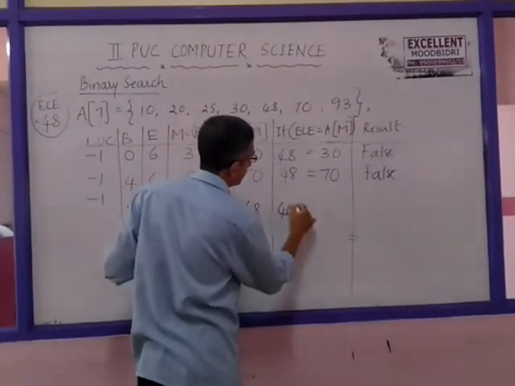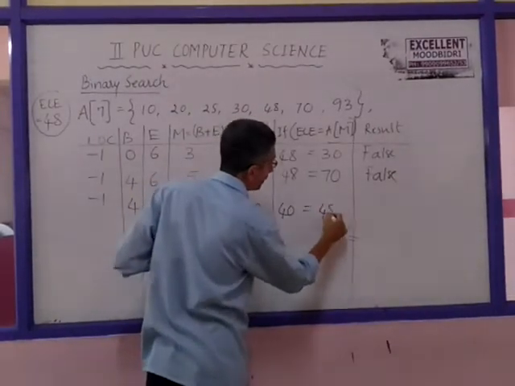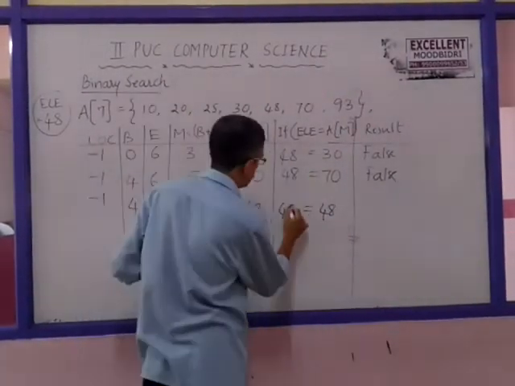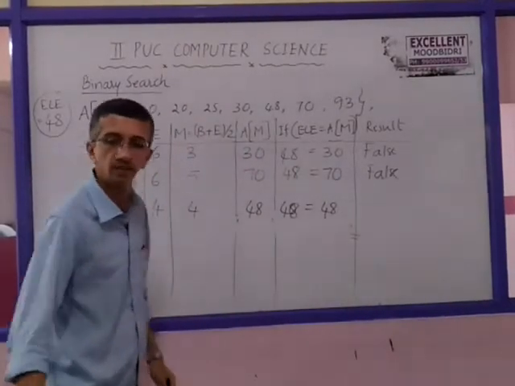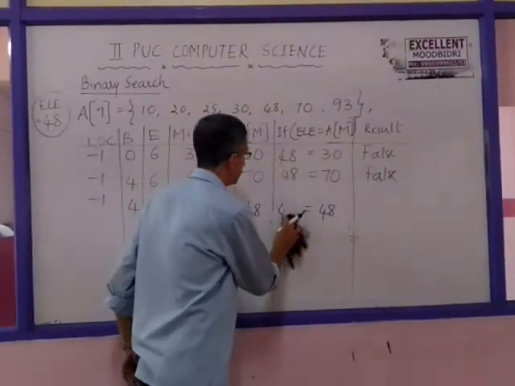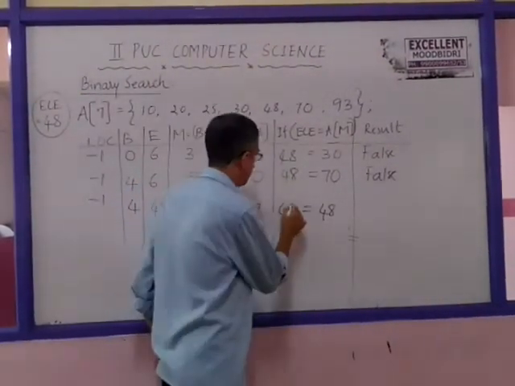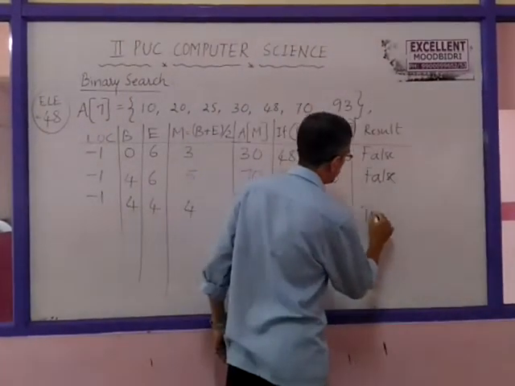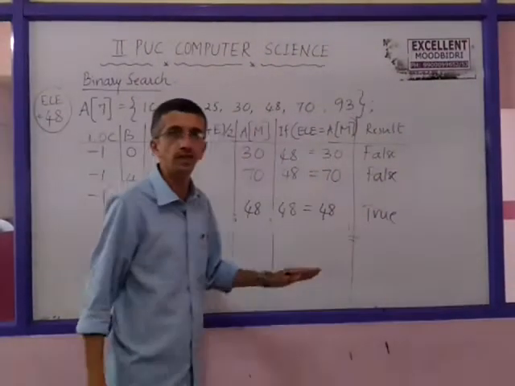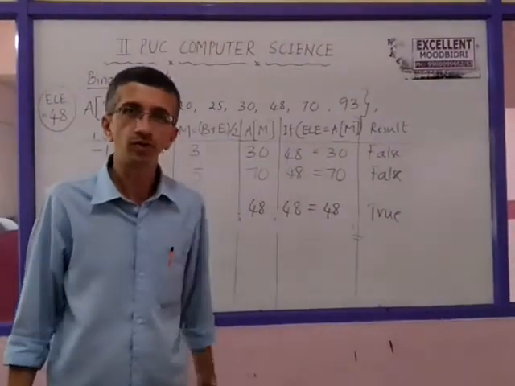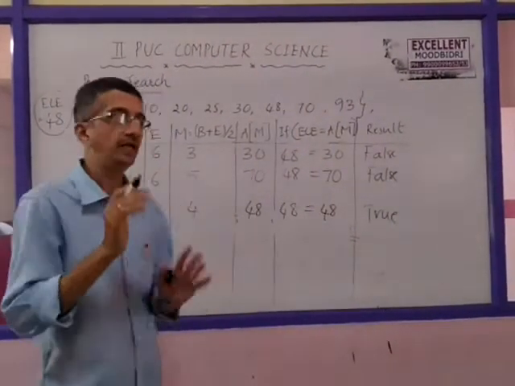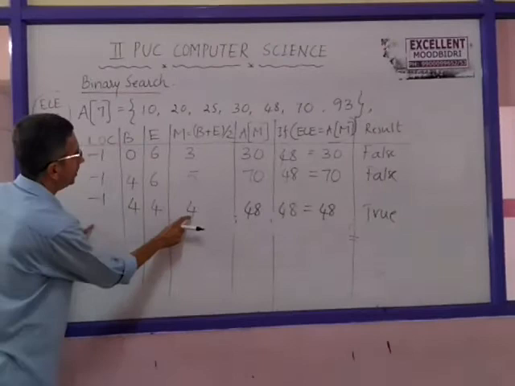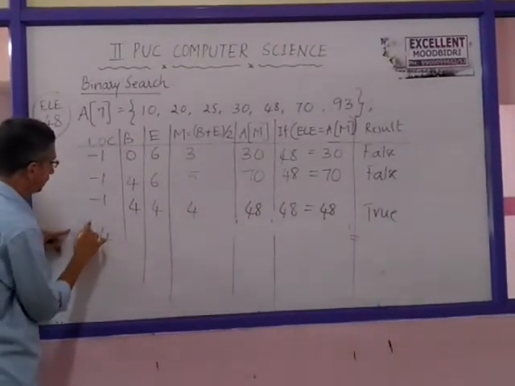Now element is equal to A of mid. 48. Now see 48. True or false? True. Search element is equal to the element at the mid index. This is true. So when you get true, naturally you have two statements to execute. Location is equal to mid. Location becomes mid, which is 4. So location becomes 4.